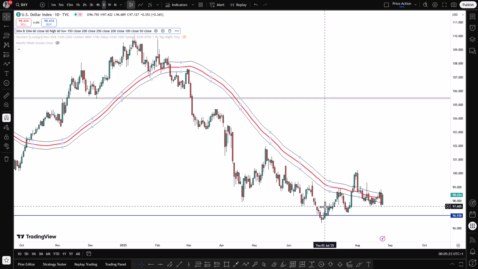Now that we've talked about understanding the direction of the trend, how can we actually use the dollar index to find low risk, high probability trade opportunities? How can we do that?